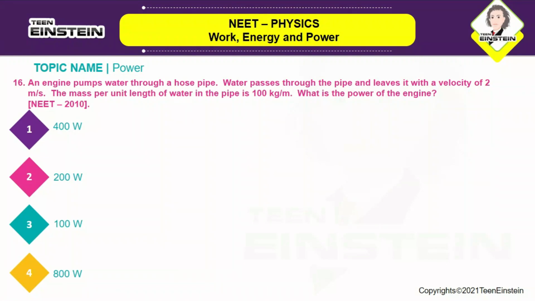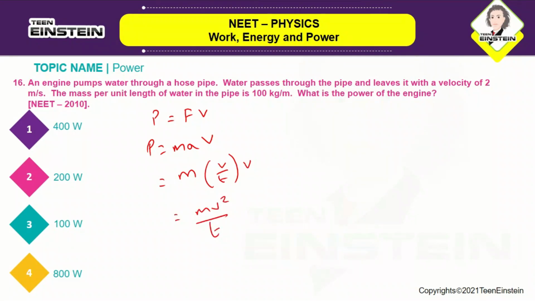So again in a similar manner, P is equal to Fv. So P is equal to m a v, or m into v by t into v. So this will become m v square by t. So P is equal to v square into m by l... P is equal to v square mu l by t.